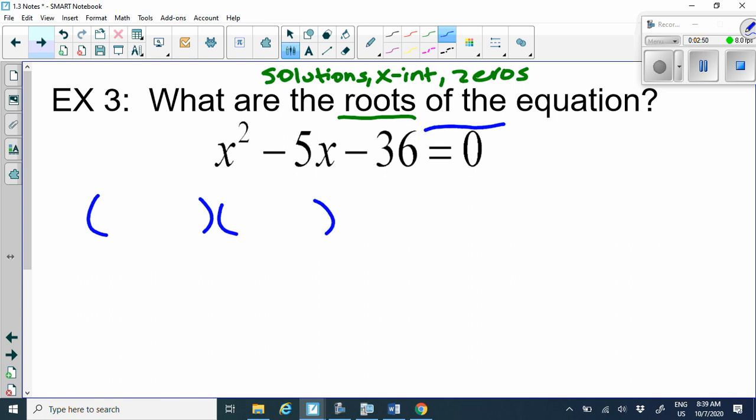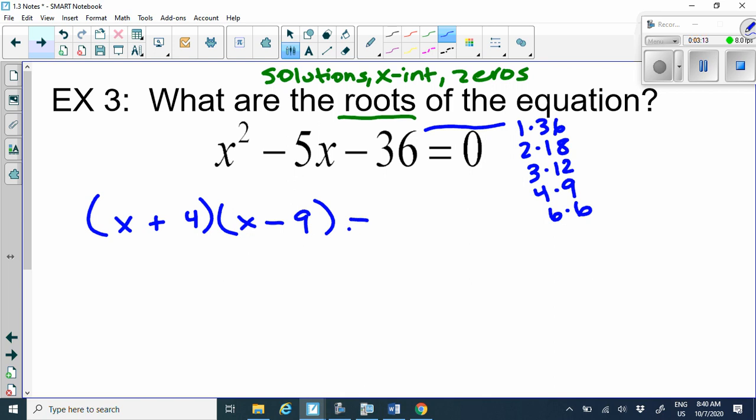So let's figure out all the numbers that multiply to 36. We got 1 and 36, 2 and 18, 3 and 12, 4 and 9, and 6 and 6. Which pair will add up to our negative 5x? That will be 4 and 9. So I have x and x, 4 and 9. Now, in order to get to a negative 5, we need to make sure 9 is the negative and 4 is the positive. And don't forget, we need to set this equal to 0.